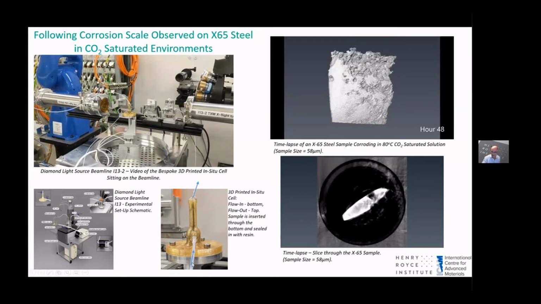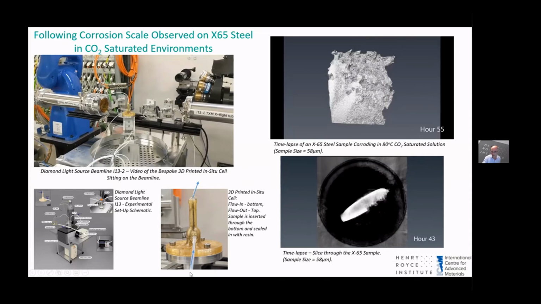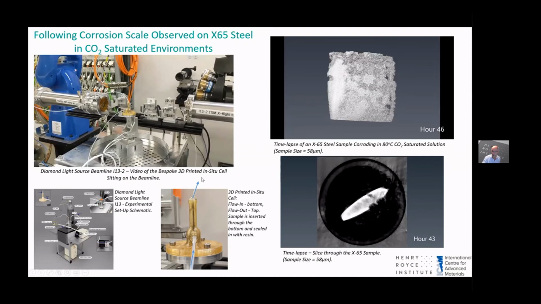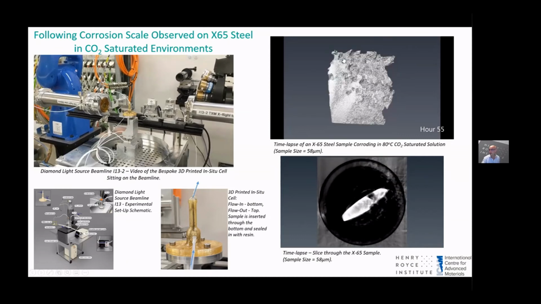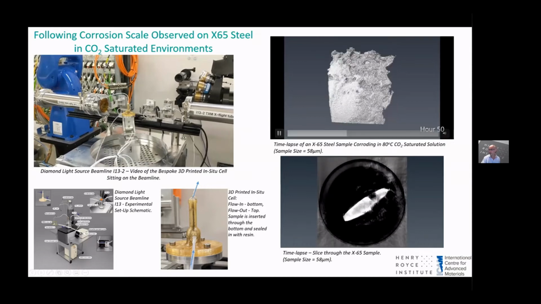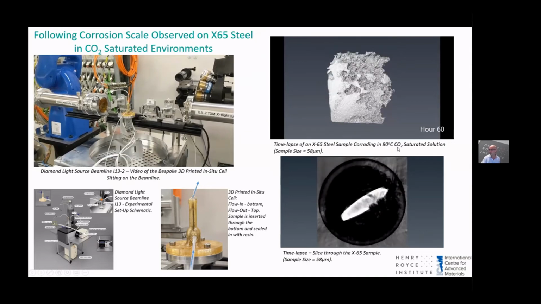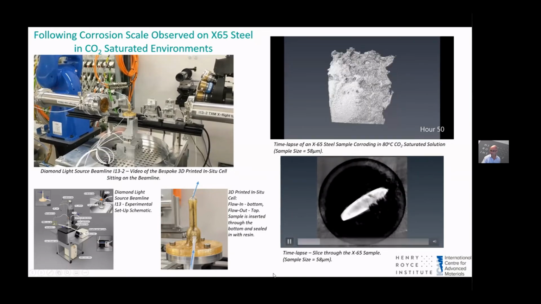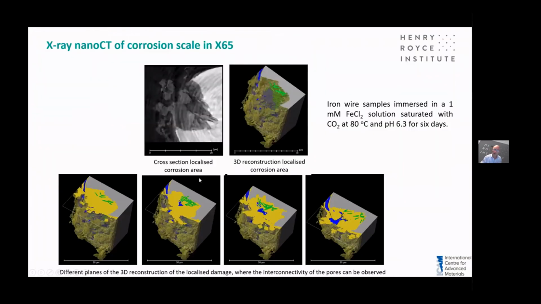You can see in this case, we can control the environment. We can have flow in through the bottom and flow out through the top of our cell. And we can watch the growth of corrosion films in real time. In this case, at 80 degrees C in CO2 saturated solutions. And of course, that allows us to build up some quite detailed pictures of the growth of these films.